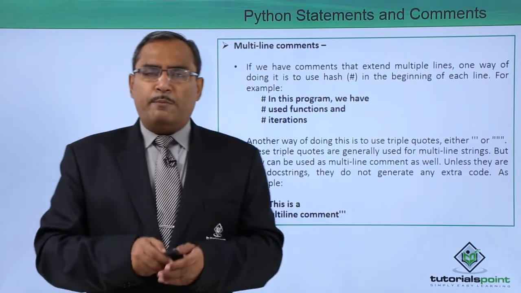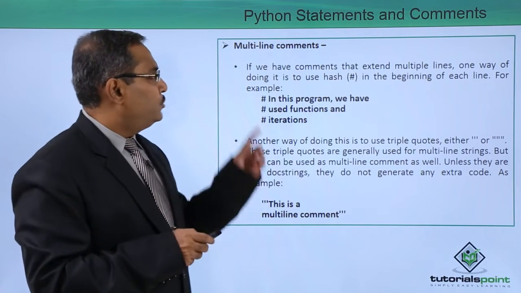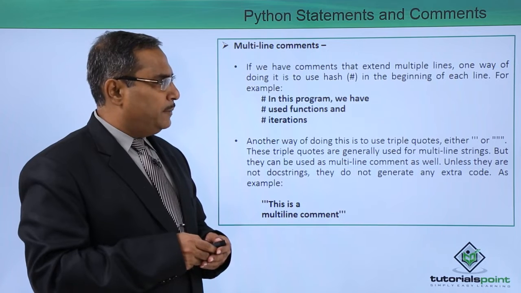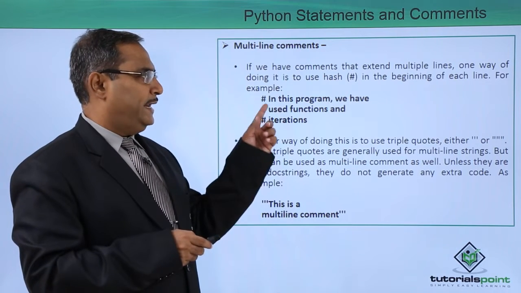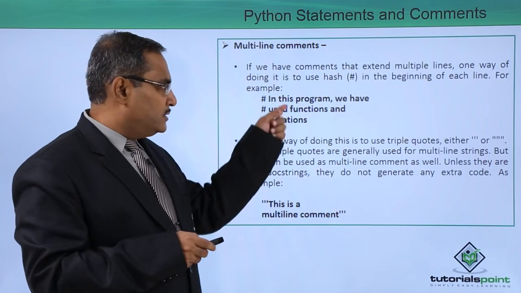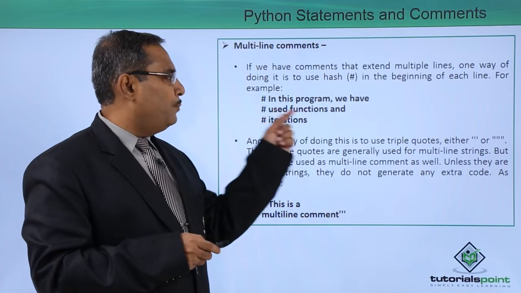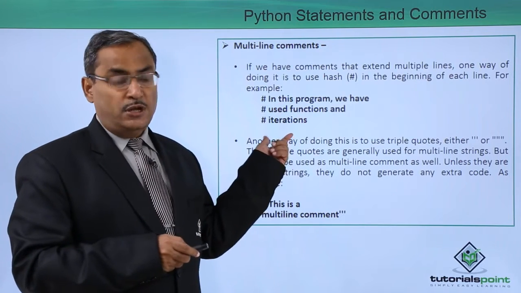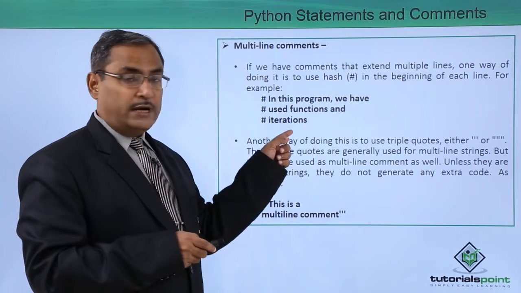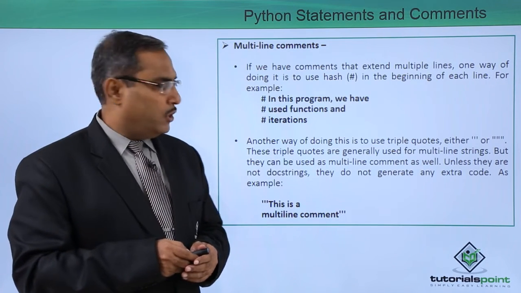Whenever you are supposed to write multi-line comments, that means multiple lines in the comment block, if we have comments that extend over multiple lines, one way of doing it is to use the hash symbol at the beginning of each and every line. Consider this one. Here we have a multi-line comment. In this program, we have used functions and iterations. It can be done this way, with the hash symbol put at the beginning of each line.